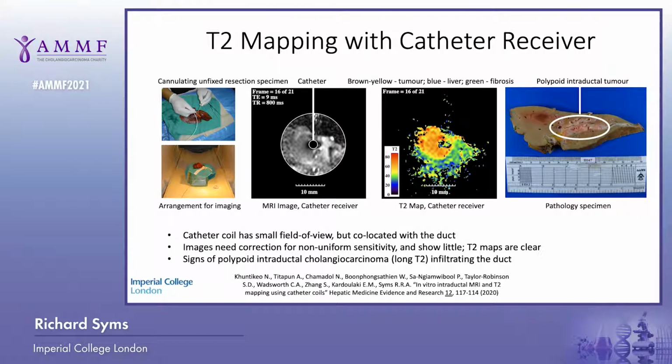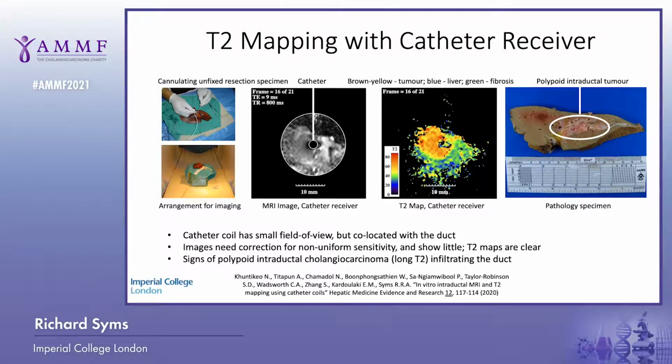We can see the tumor itself as a brown feature that's got quite a long time constant, and surrounding it are gray and blue areas that are either liver tissue or fibrotic liver tissue. The brown is the important tumor. And even though the catheter receiver can't see that far, the image is quite restricted, we can see the important detail, namely the tumor around the ductal system.